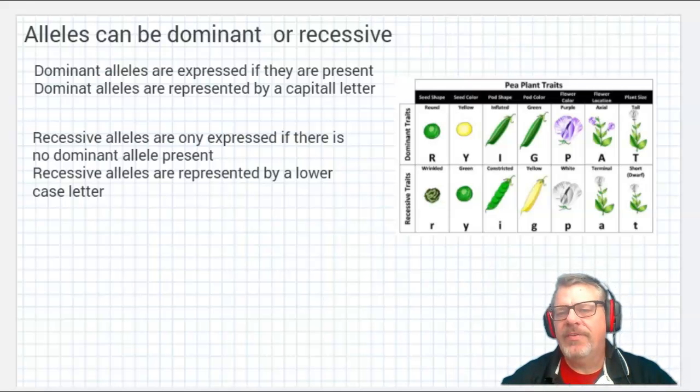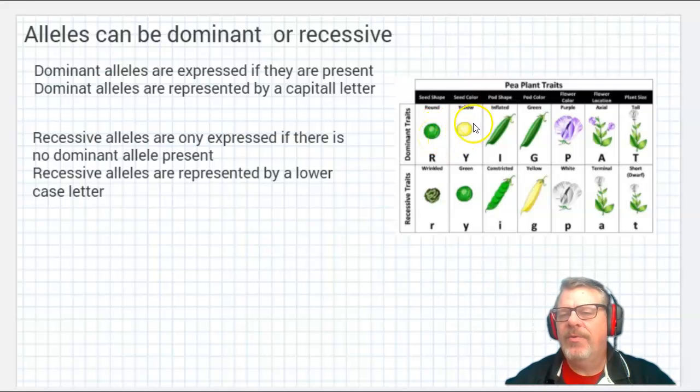So when Mendel did his experiments, these are some of the traits that he looked at. The first one we've already looked at is round versus wrinkled. Round is a capital R, meaning that it's dominant, and wrinkled is the recessive, so I use a lowercase r. Whenever I have a capital R, the seed's going to be round.